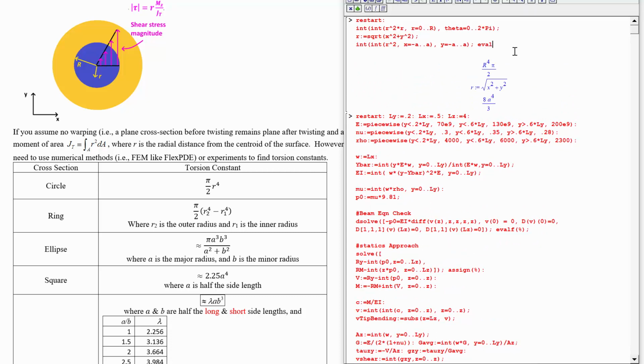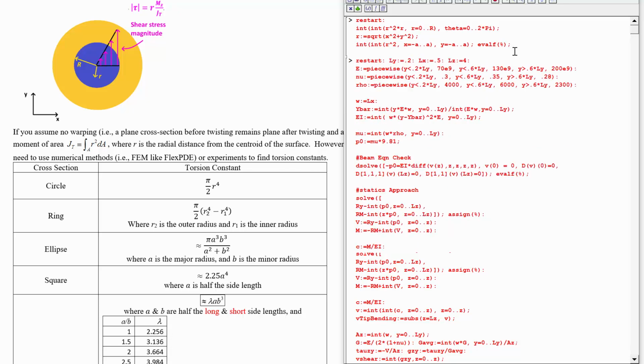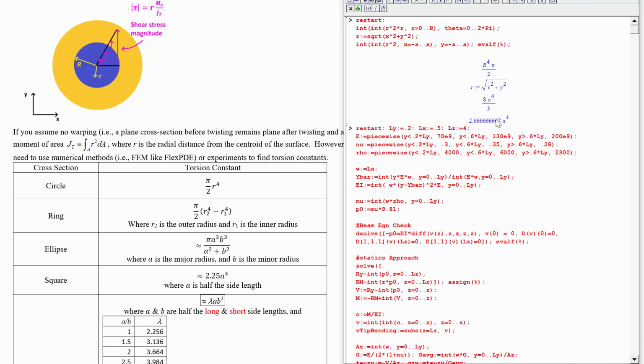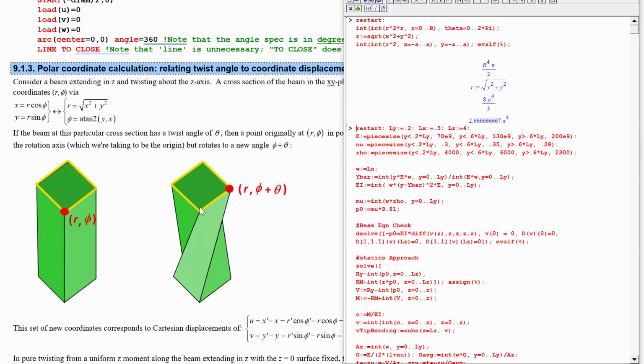Let's evaluate what that is. 2.67 a to the 4 is what the second moment of area would be. But actually, if you find the torsion constant, you see that it's not quite that high. It's 2.25 a to the 4. So, in fact, a square cross-section is easier to twist around than you would predict by the second moment of area.